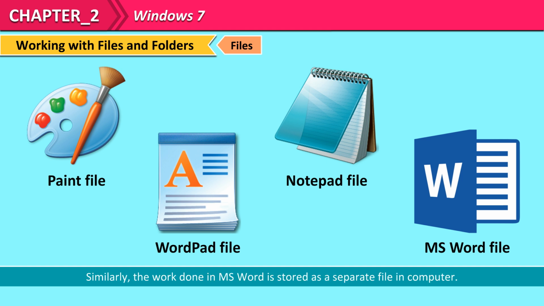Similarly, the work done in MS Word is stored as a separate file in the computer. Every file is known by its individual unique name. But files created in the same program have the same icon so that you can easily identify and organize them. A few examples of file icons are given below.